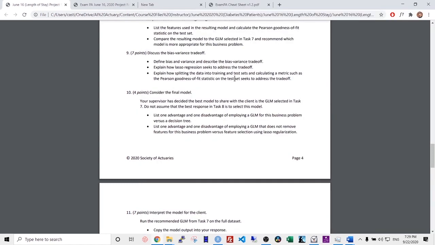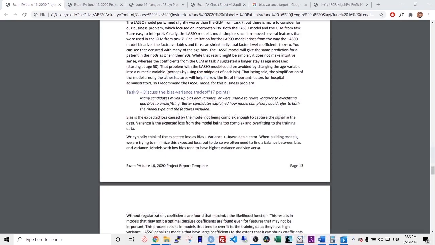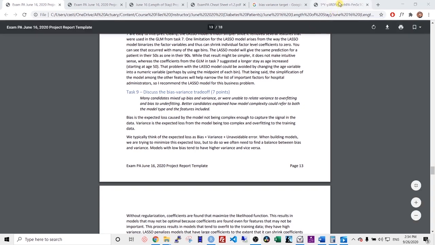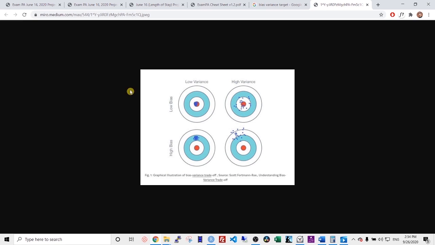Explain how splitting the data into training and test sets and calculating metrics such as Pearson goodness of fit seeks to address the trade-off. Many candidates mixed up bias and variance, or were unable to relate variance to overfitting and bias to underfitting. An easy way to remember the difference is in this picture. This shows you the different combinations of having high bias and low variance.